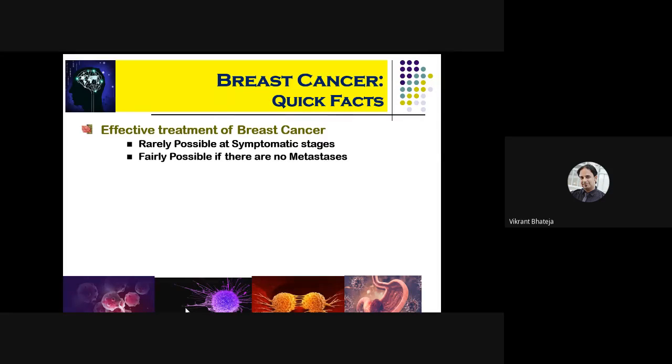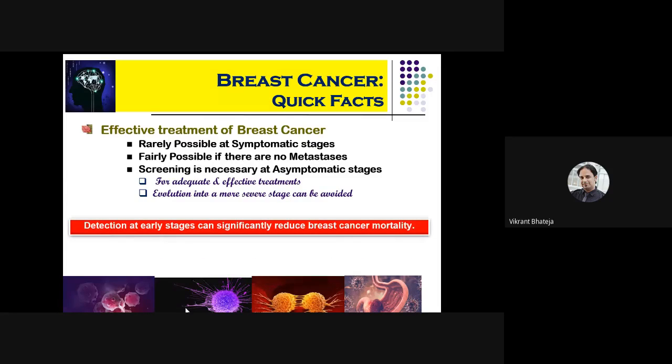So the entire background over here is this: if you need effective treatment of this particular cancer, it is necessary that treatment be initiated at the asymptomatic stages, because once the symptoms emerge and start becoming visible, that stage is probably so late that there are very rare chances that it can be medically treated. So detection at early stages is the only paradigm over here which can be used to reduce breast cancer mortality.